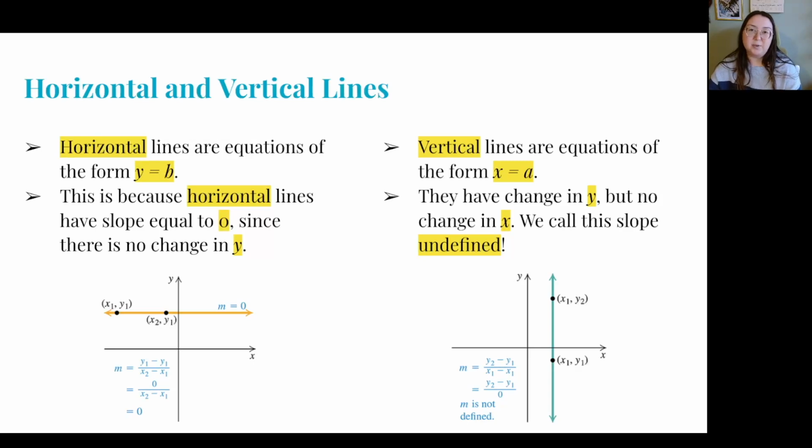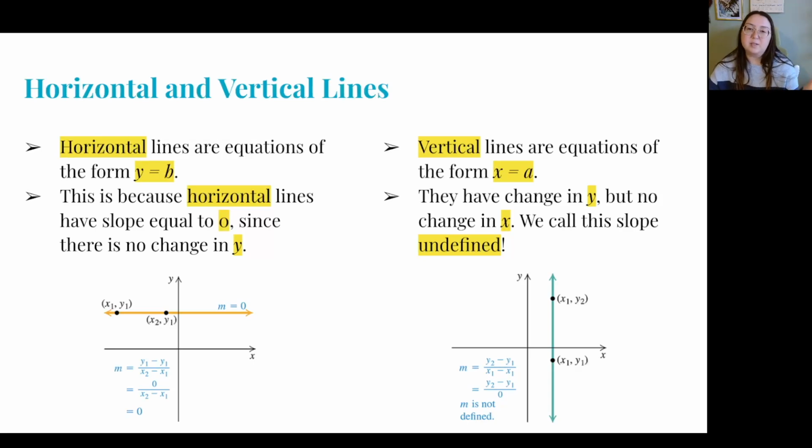Then we also have vertical lines. Vertical lines are equations of the form x equals a. So it's different. It's not y equals, it's now x equals, and it's just a number once again, just like b was just a number. They have a change in y, there's a change in the rise, but there's no change in x. And this is different than the horizontal lines. We say that this slope is undefined.